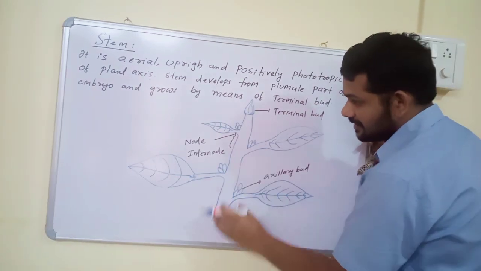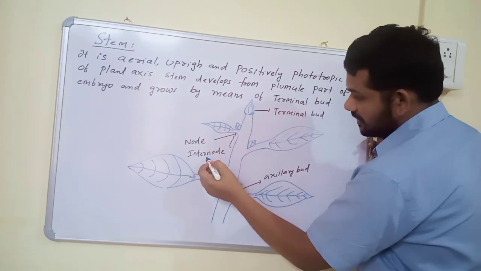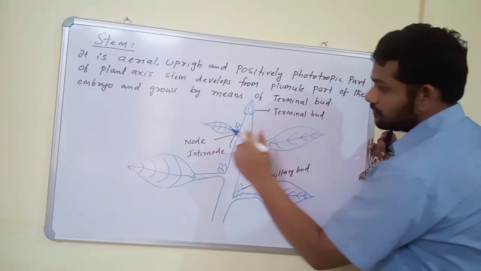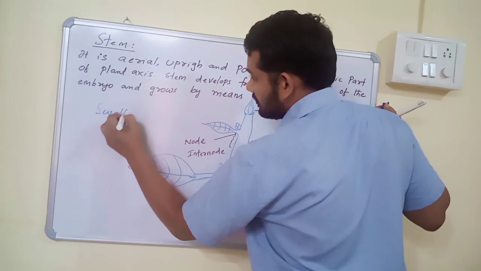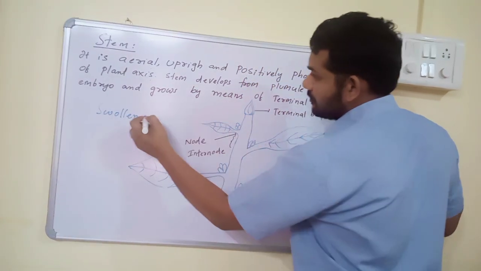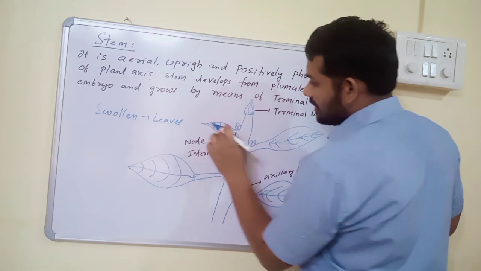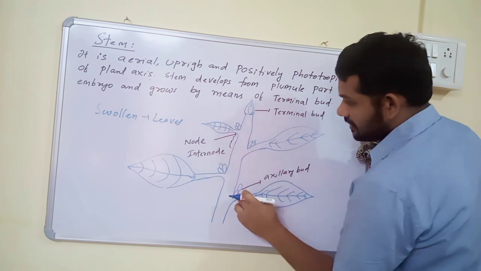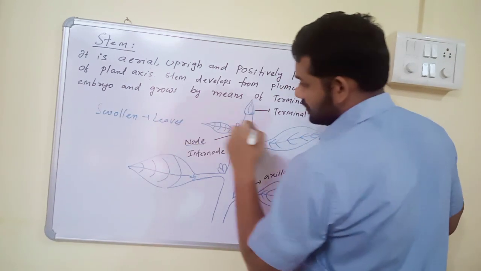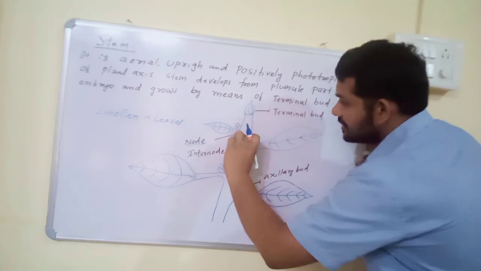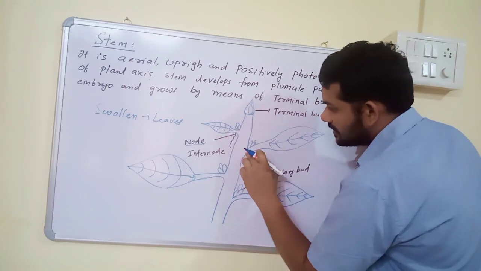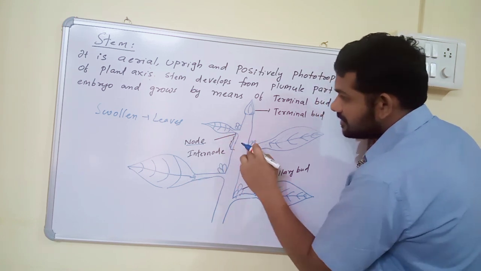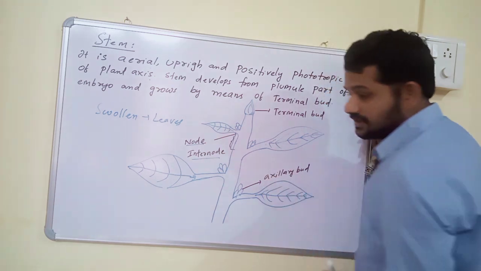The stem has various parts: nodes, internodes, axillary buds, and terminal buds. What is a node? The swollen part of the stem where leaves arise. That particular portion is called a node. What is an internode? The region between two successive nodes. This is one node and this is another node, and the region between them is called the internode.